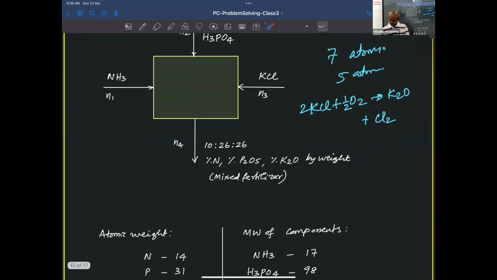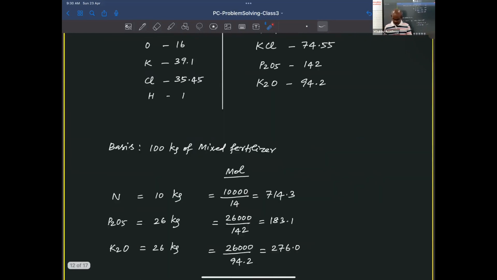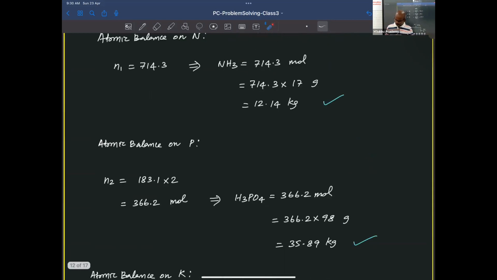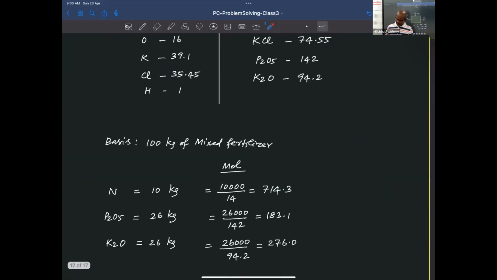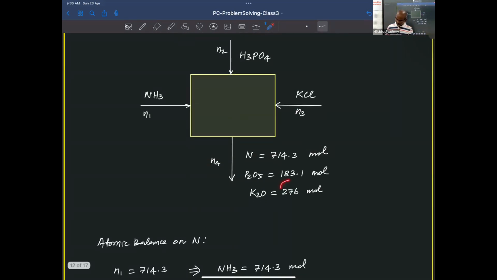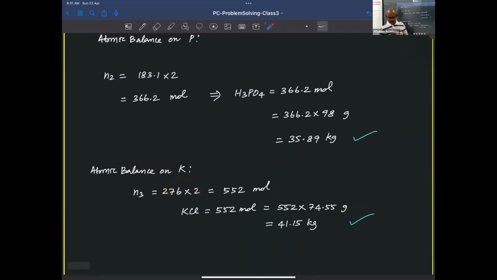That is also understandable here. So here, how do you write the balance on K? Balance on K is N3. N3 refers to the KCl entering. 1 KCl is having 1 K. So that is simply N3. And here the product 1 K2O is having 2 gram atoms. So 276 gram mole is having 276 into 2 gram atoms of K. That is the K leaving. Okay, this is the K entering. So now we have reported everything.